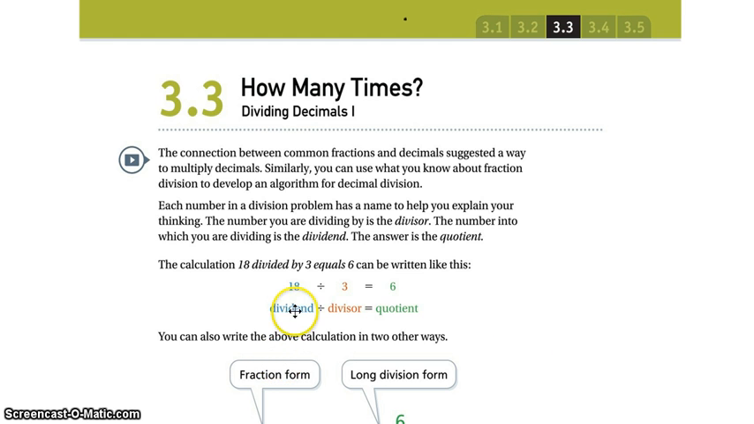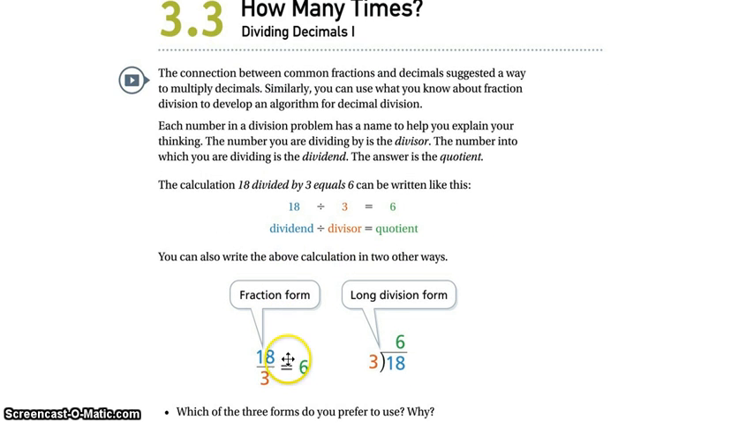So when we write this in fraction form, we've talked about fractions being division problems. This is how it would look. See how the 18, the dividend, is our numerator. The divisor becomes our denominator, and the quotient is the simplified version of that fraction.